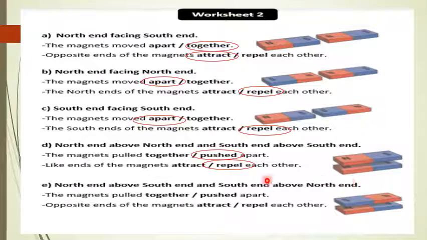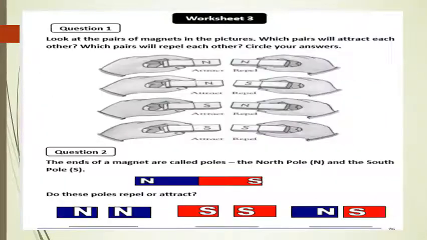Very good. Next is north end above south end and south end above north end. So different ends are facing each other. The magnets pulled together or pushed apart. They are pulled together. Very good. Opposite ends of the magnets will attract or repel. It will attract. Very good.